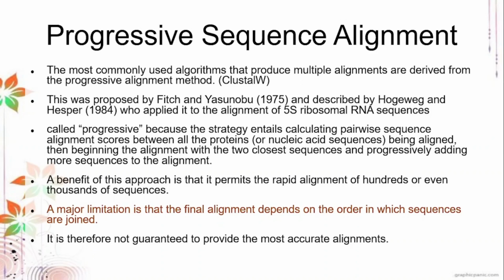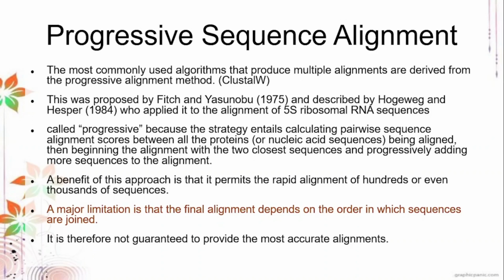So you do not generate a whole multidimensional matrix. You just align them pairwise, and then choose the two closest, and then add them based on which is closest. Now, the benefit of this approach is that it permits a very rapid alignment of hundreds or even thousands of sequences, because it's just a simple pairwise, and then compare the scores, and then add them progressively. That's why it's called a progressive alignment.